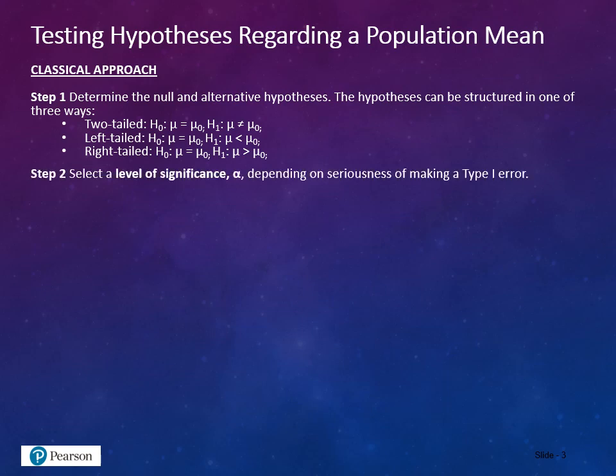The second step is to select a value for alpha. Remember, this is the level of significance and connects with our confidence interval, about how confident we are of the results of our survey, and that's how you pick the level of significance. Remember, we talked about this in the last section, depending upon the seriousness of making an error.